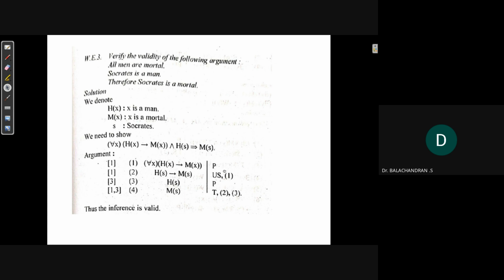Here you should write rule US under number one. And the second premise is H of s. Now we know that p, p implies q gives q. So that's why I'll get M of s. That is the final solution we need. So thus the inference is valid.